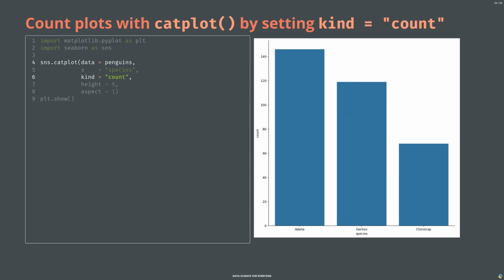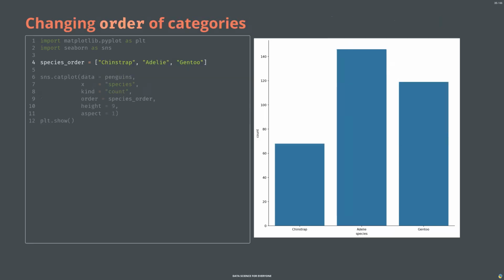We can change the order of the categories as well. To do this, create a list of category values in the order you want them to appear. Then pass the list to the order parameter. This works not just for countplots, but for all types of categorical plots in Seaborn.